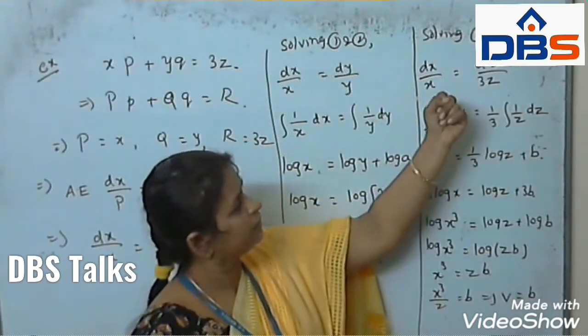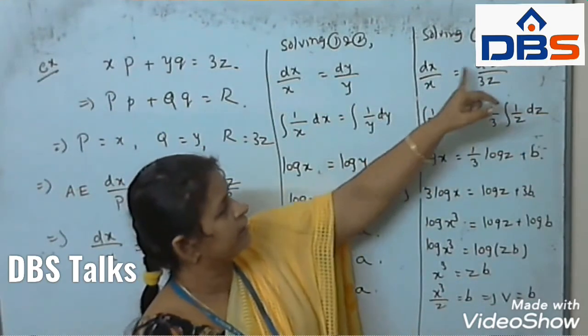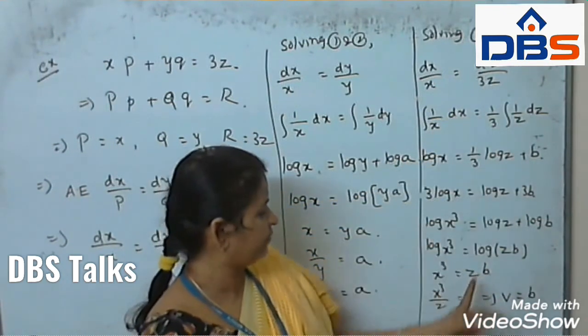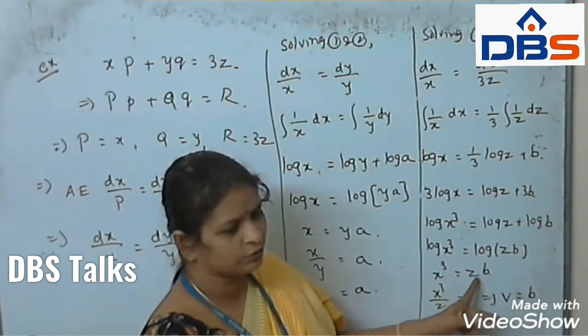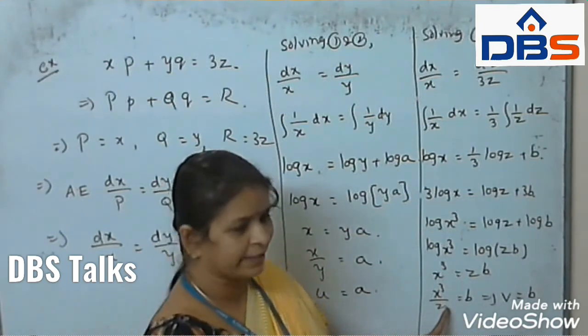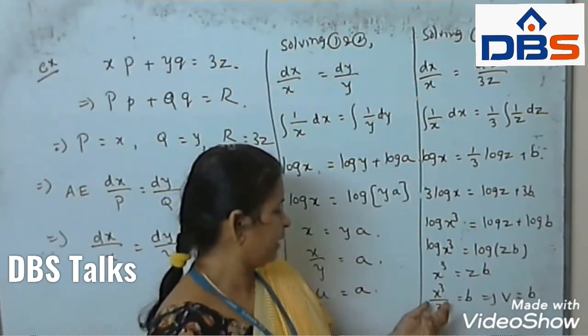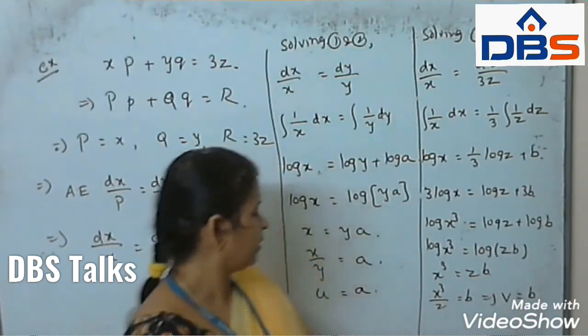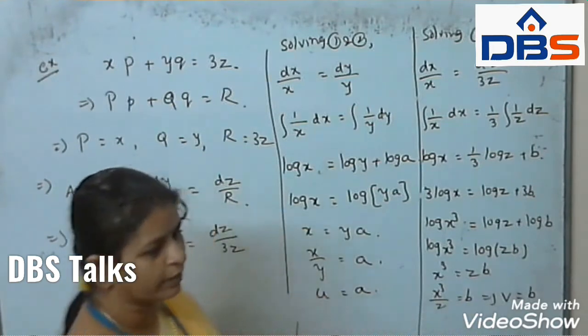dx by x equal to dz by 3z. By integrating them, you will get a function x cube equal to z b. So x cube by z equal to b. So name the function x cube by z as v. v equal to b. Now we got two functions u and v.